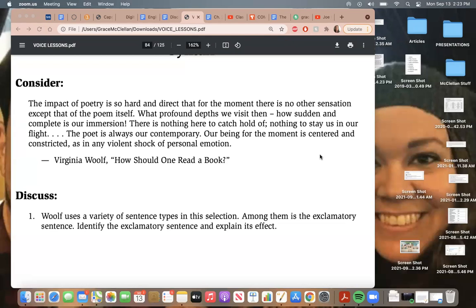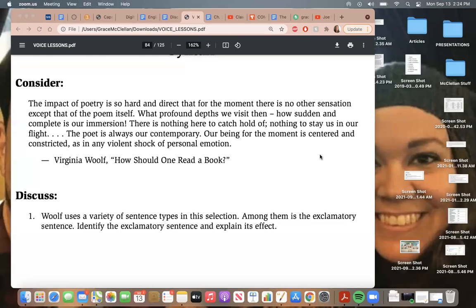Yes. Yeah, there's a reason that you use exclamation points, and it's not like when you're using a ton of exclamation points in text to your friends. Like my best friend uses a million exclamation points, and sooner or later it kind of loses the emphasis, because if you're intensifying everything, then it all kind of falls flat. But she's chosen this one part to emphasize and try to intensify this feeling. How sudden and complete is our immersion!